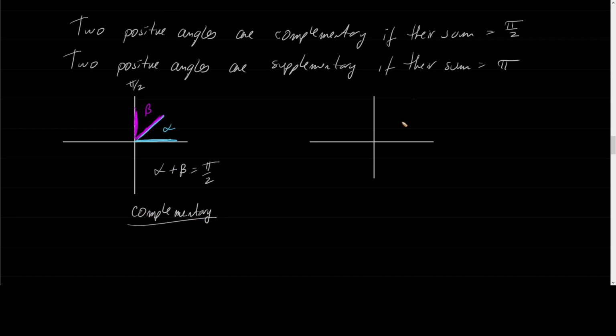Similarly, if I have this first angle here, and then this second angle here, and I call them the same exact thing, beta and alpha, what we're saying here is that if alpha plus beta is equal to pi, because remember all the way here, that measurement was pi, then these are supplementary angles. That's a supplementary.